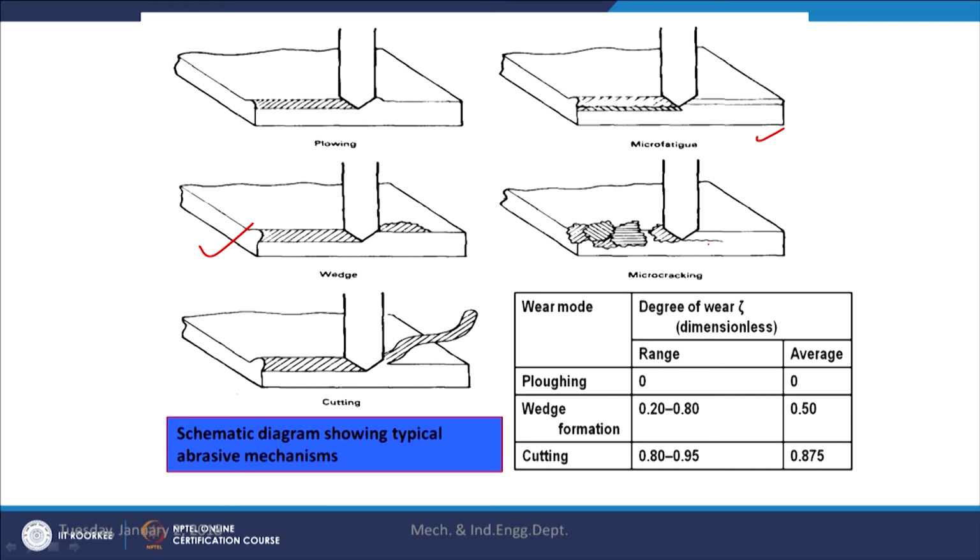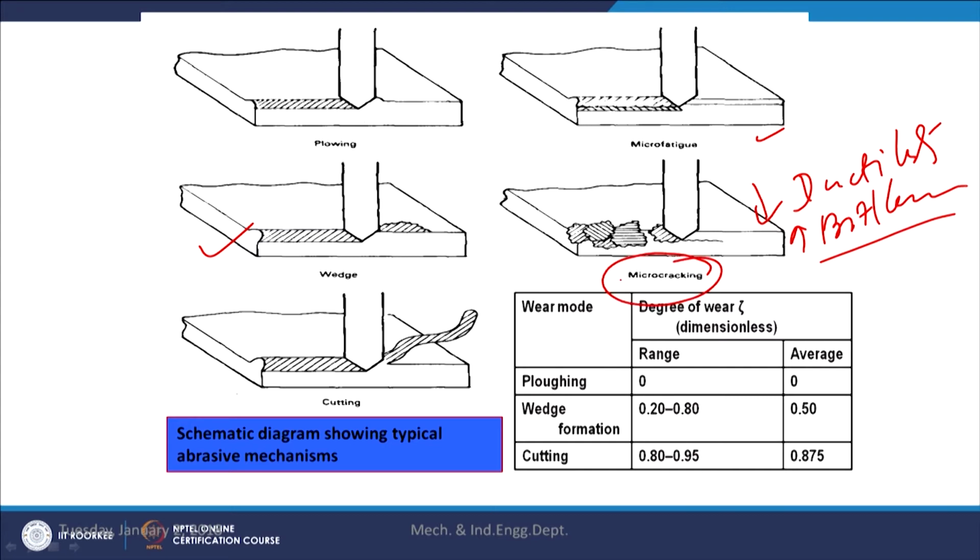In case of the micro cracking, this happens when the material is having very low ductility, and brittleness is high. So, whenever the abrasive particle will be moving, it will try to displace the material, but due to the limited ductility, instead of getting displaced, it will lead to the formation of a number of cracks. So, the formation of such cracks will be removing the material in form of fine debris particles.